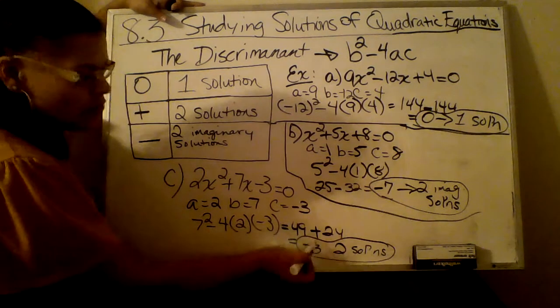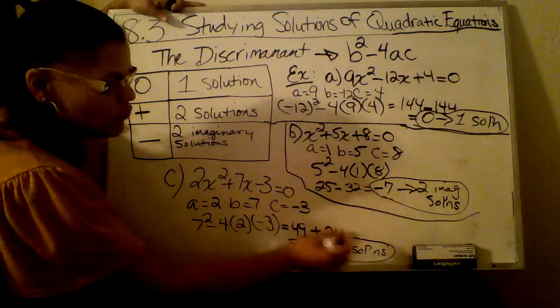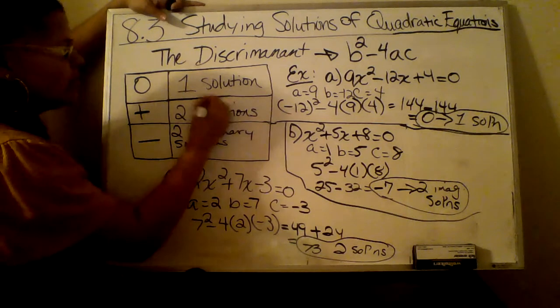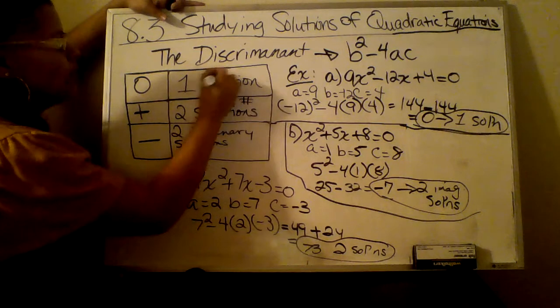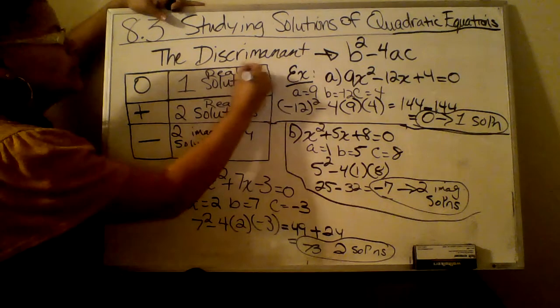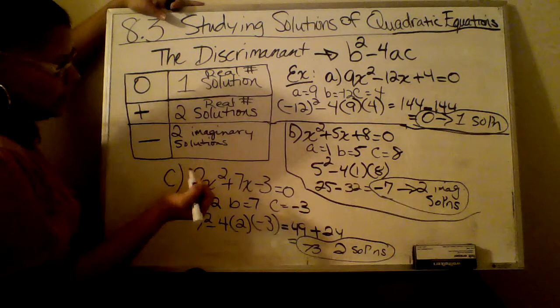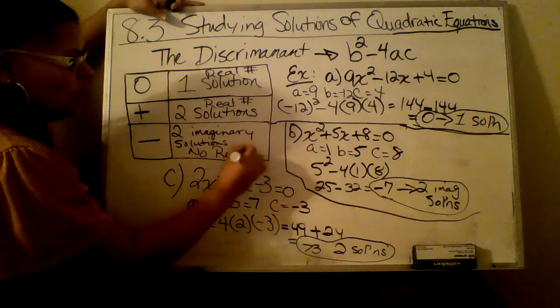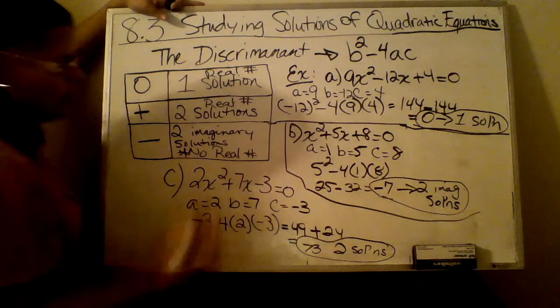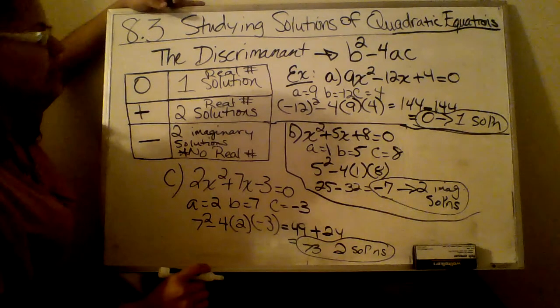So we found the discriminant, and how many solutions? Two real solutions. So right here, I'll just make sure I put real number solutions. Okay, now this one is imaginary solutions, then that means there's no real number ones. Very important. Okay, so that's how you actually find the discriminant.